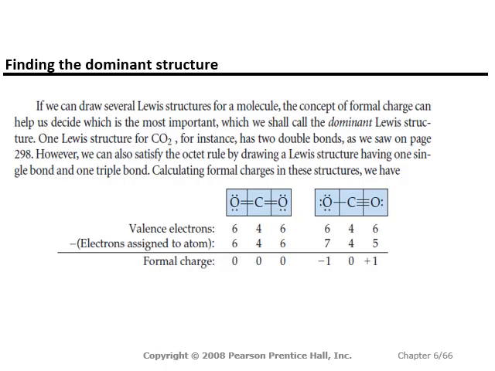Okay, for some things, we can draw more than one Lewis dot structure that will work. So if you look at carbon dioxide here, look at those two blue boxes. For one of them, carbon has two double bonds with O's. The other has a single bond on one side and a triple bond on the other side. And they're both legitimate because we've used up all the electrons for both of them, and we also have an octet on carbon for both of them. So check that to make sure you understand.